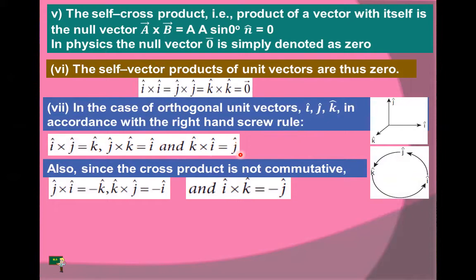These hold only in the case of orthogonal unit vectors, and also the cross product is not commutative. This cross product is not commutative. Therefore, j into I is equal to minus k, k into j is equal to minus I, and then I into k is equal to minus j. You have to understand why it is represented with the minus symbol, the negative symbol, because the rotation has been turned the other way.